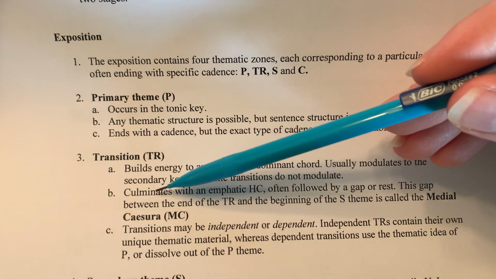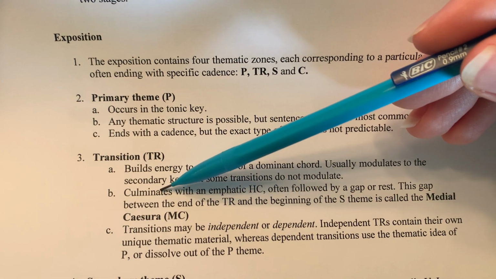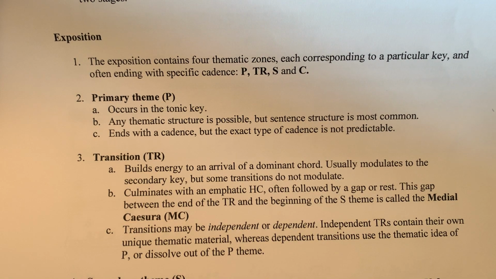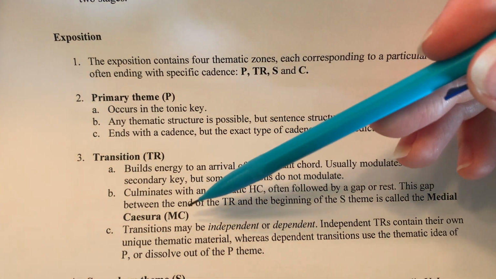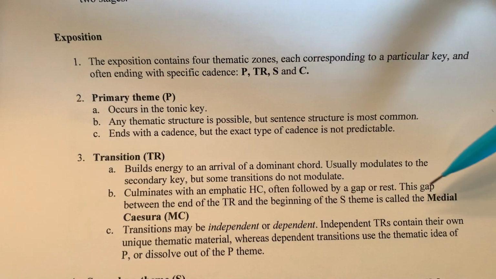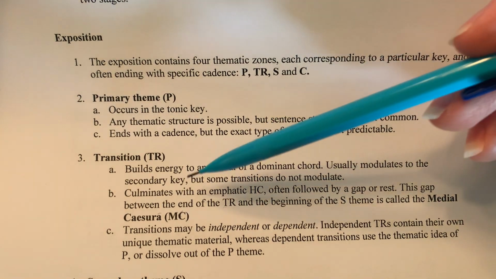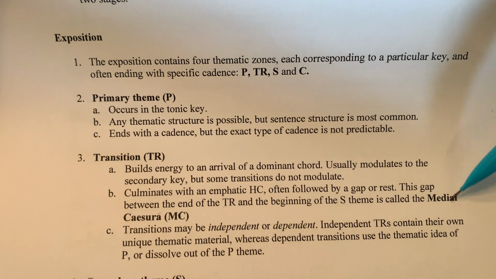Now, another big giveaway for the transition is the ending of it. I mentioned the arrival on the 5 chord. Usually a transition will culminate with an emphatic half cadence, often followed by a gap or a rest. So dun, dun, dun, dun, and some sort of rest. This gap between the end of the transition and the beginning of the S theme is called the medial caesura. We abbreviate that MC. Medial means happening halfway through the exposition, and caesura means basically a gap or rest. That's a term from the sonata theory of Hepokoski and Darcy, but it's a well-known term by now.